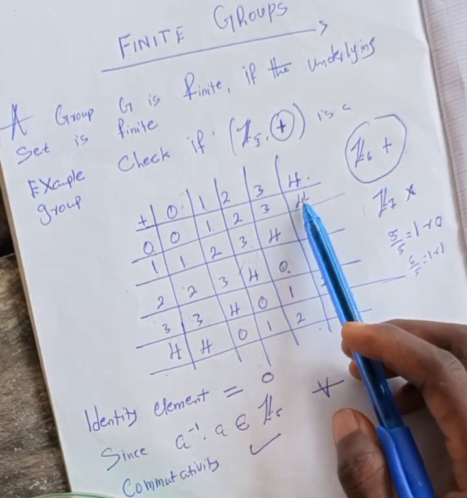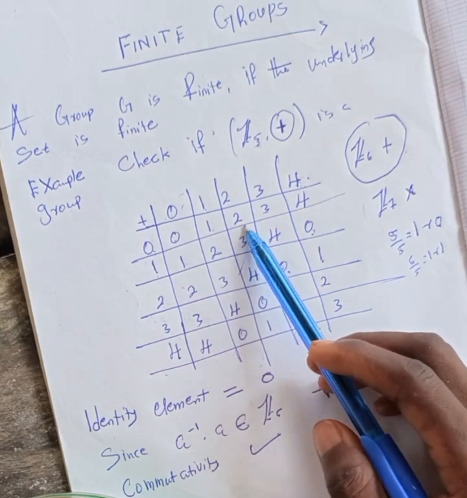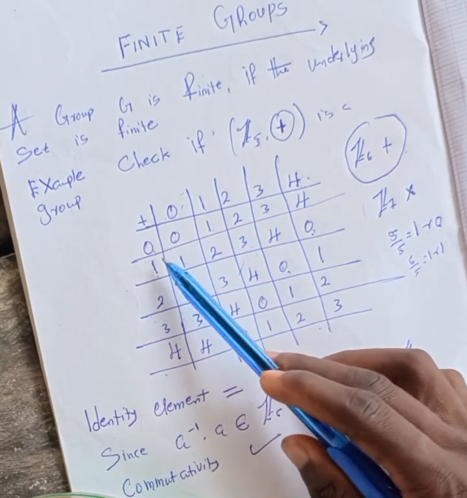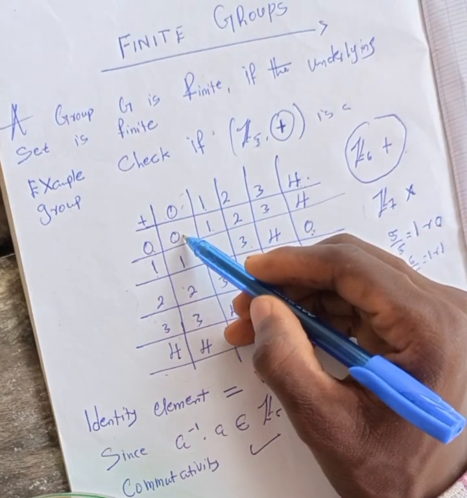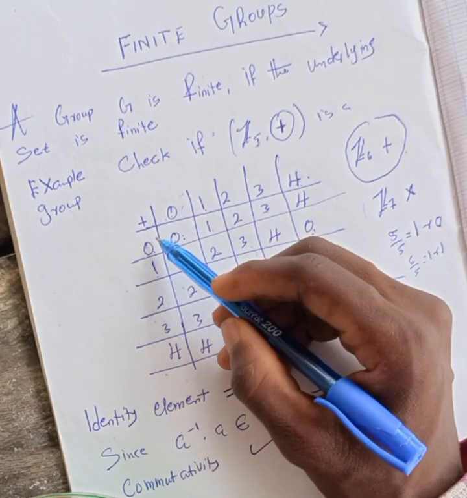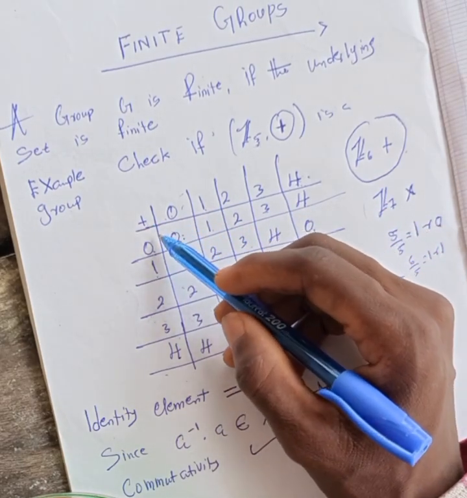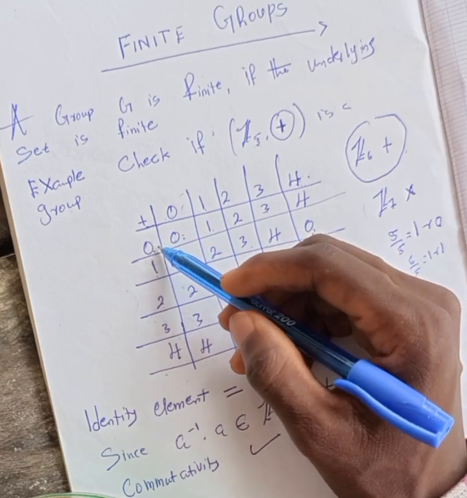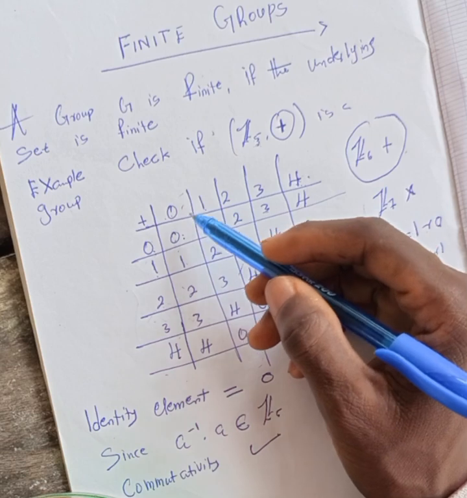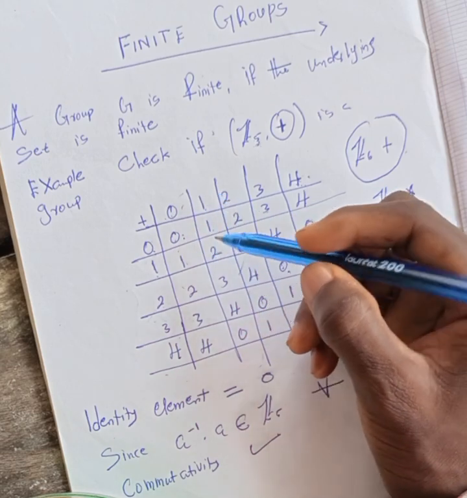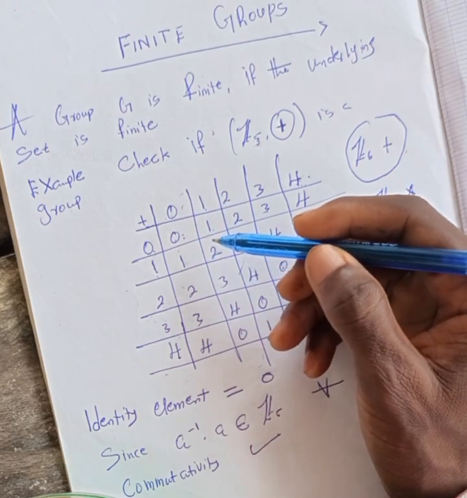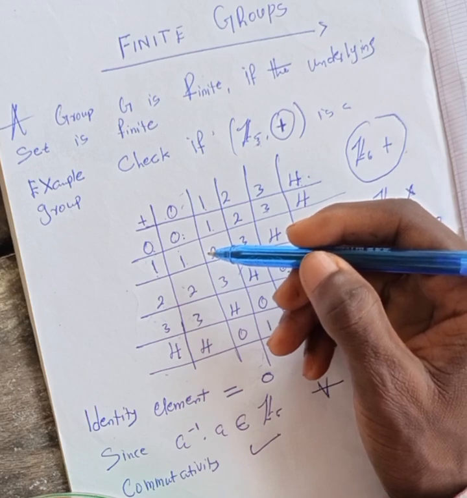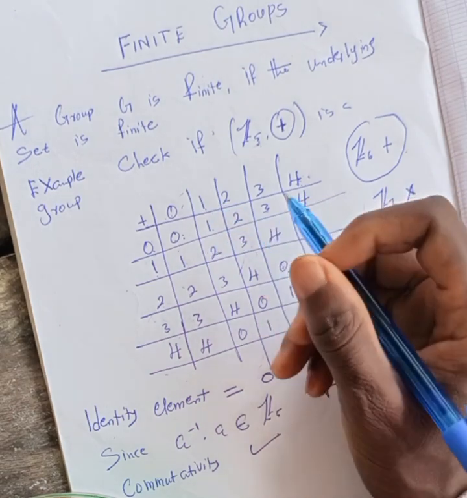So we have to check if it is a group. Now this is a group and it is a finite group. The reason is that we have an identity element. Our identity element is 0. Because we have plus here, we have an additive identity. We have two major types of identity: the additive identity and the multiplicative identity. The additive identity is 0, while the multiplicative identity is 1. So our identity is 0 here.